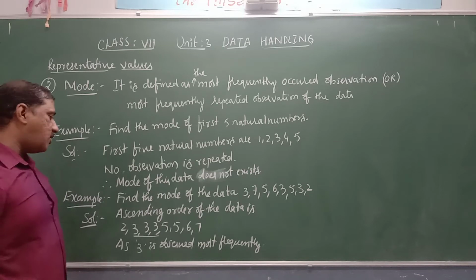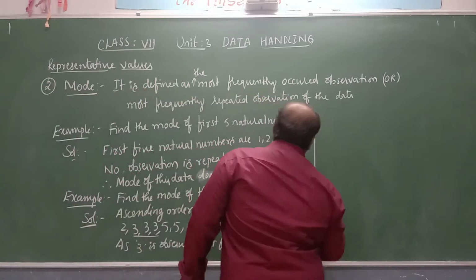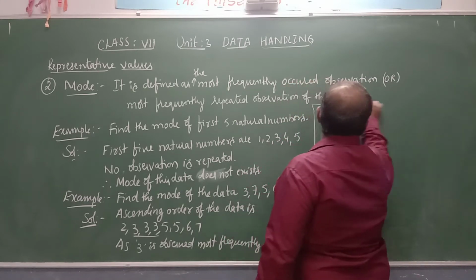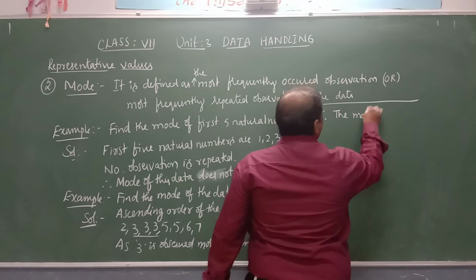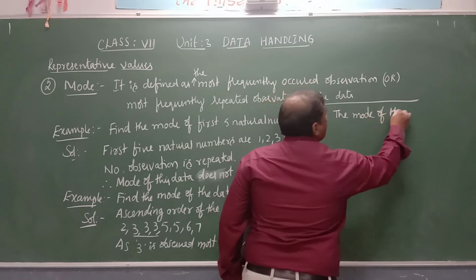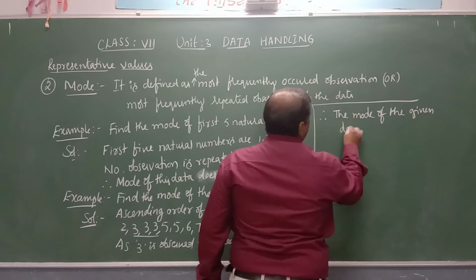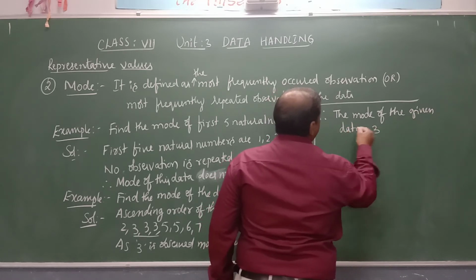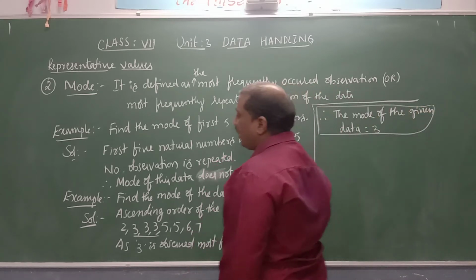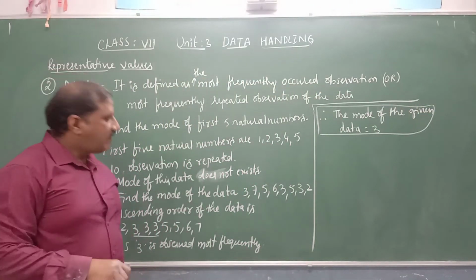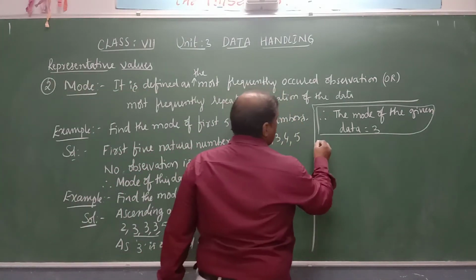As 3 is observed most frequently, therefore the mode of the given data is 3. So like this we will find the mode of the given data. We will discuss one more sum which is having more than one mode.